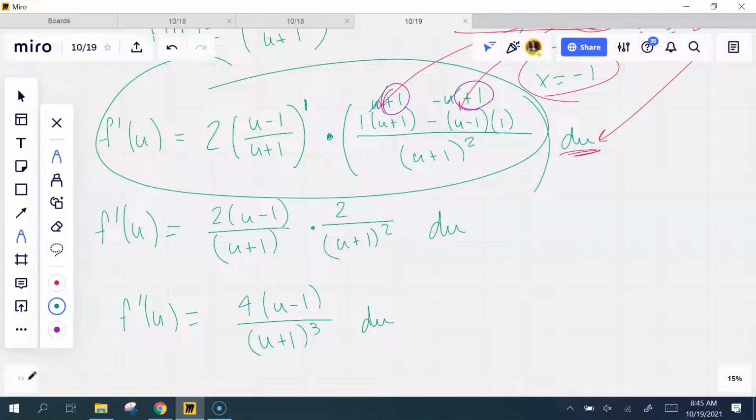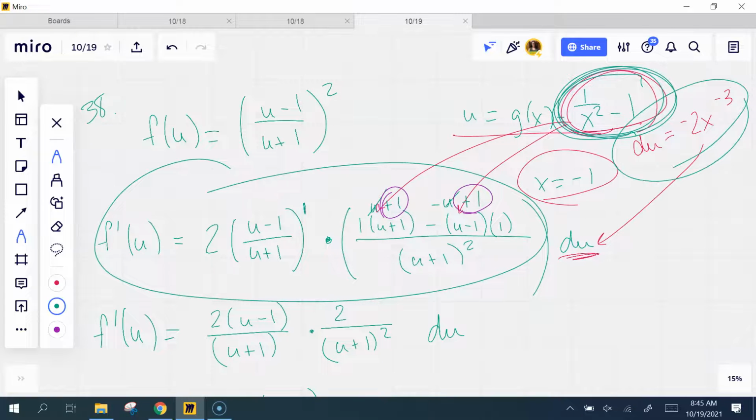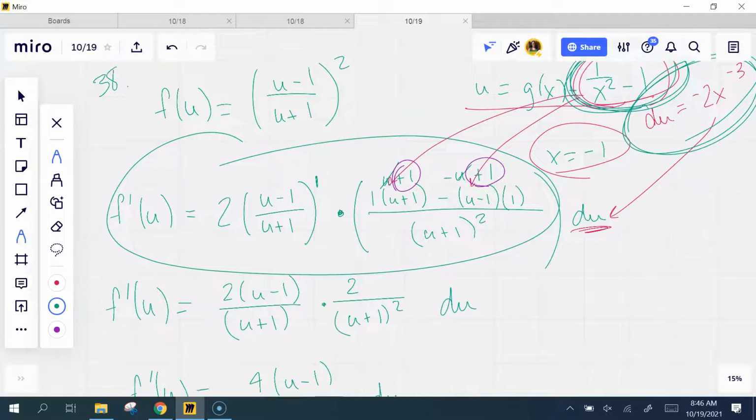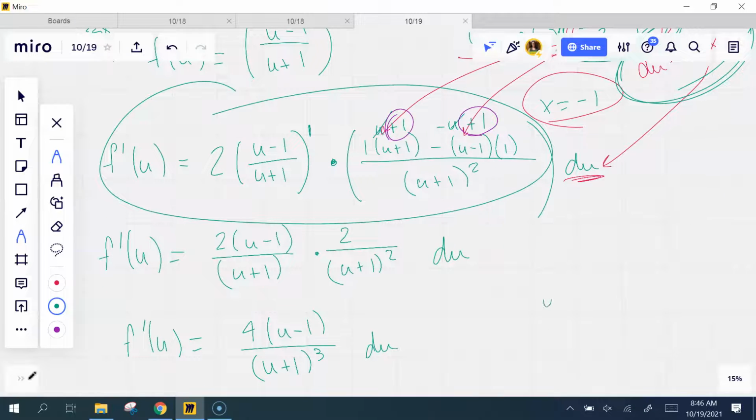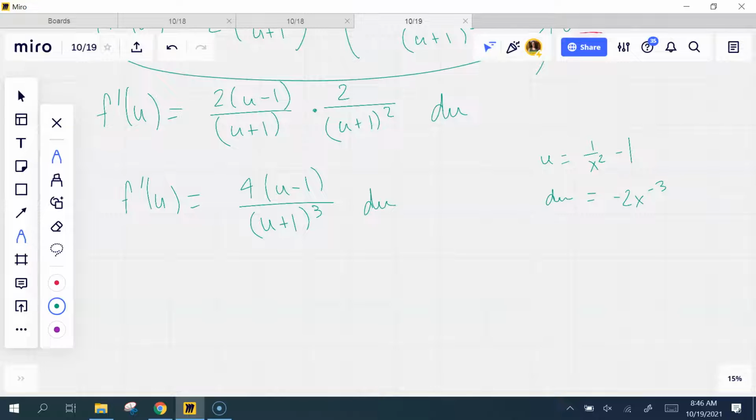For every u, you're going to plug in 1 over x squared minus 1. For every du, so remember u is 1 over x squared minus 1, right? And du is negative 2x to the negative. Well, you can go ahead and plug the x into that. So let's go ahead and plug it in. And then once you get this in, what's x again?